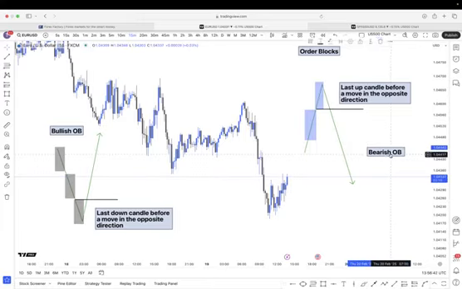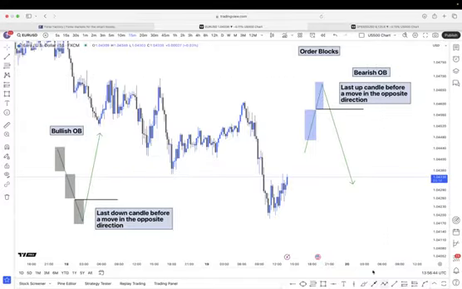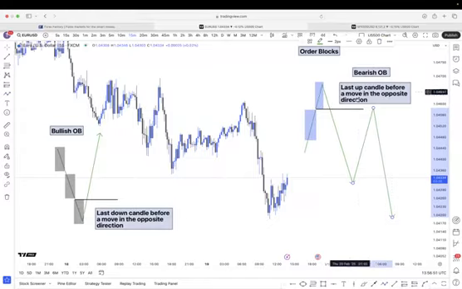The reason this is now a bearish order block is because price action is known to come back to this order block and become bearish. And essentially it's starting a bearish move.